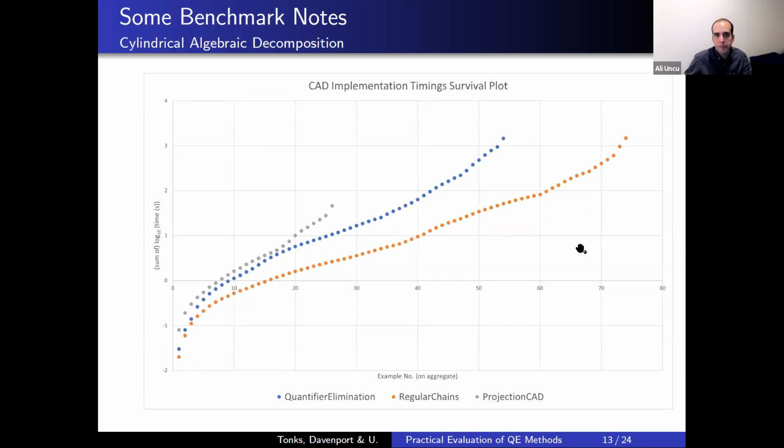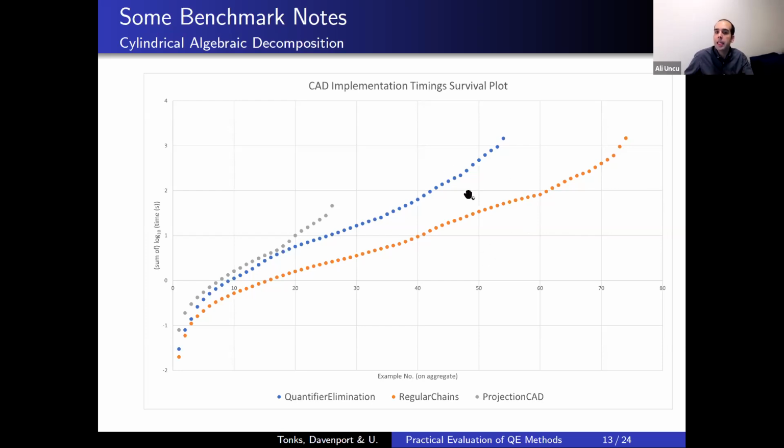Okay, the next one that I want to show is the CAD implementation timing survival plot. And here, Zach compares 3 different packages: the regular chains that is already in Maple, the projection CAD that is implemented by Matthew England, and quantifier elimination, which is Zach's own package. And it should be said that the regular chains outperforms both, but quantifier elimination also does a commendable job. And here, I should say that this is without virtual term substitution. He does not use any virtual term substitution in quantifier elimination.